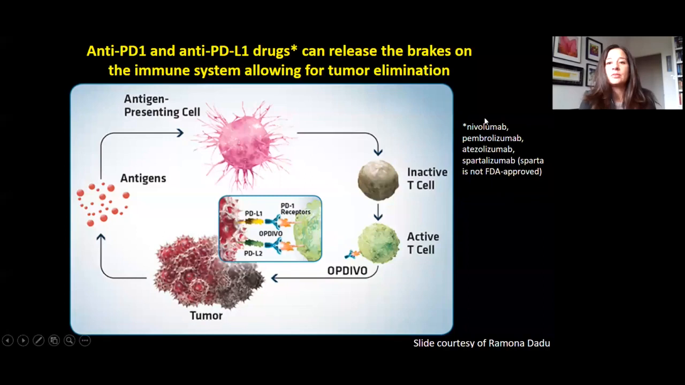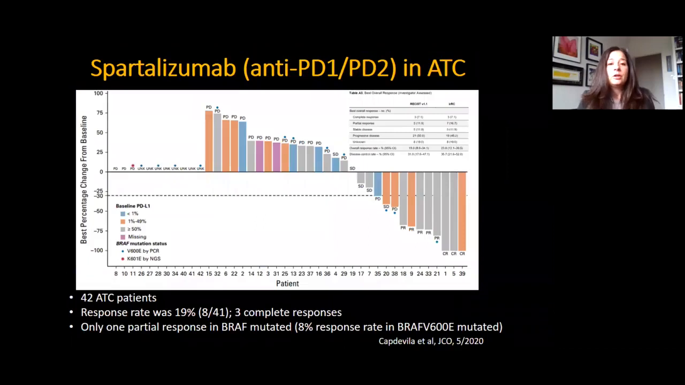You might recognize some of these names: nivolumab, pembrolizumab, atezolizumab, spartalizumab are all drugs that we are looking at in thyroid cancer. So we have one study of just immunotherapy called with spartalizumab, and this was a study that was also done globally.